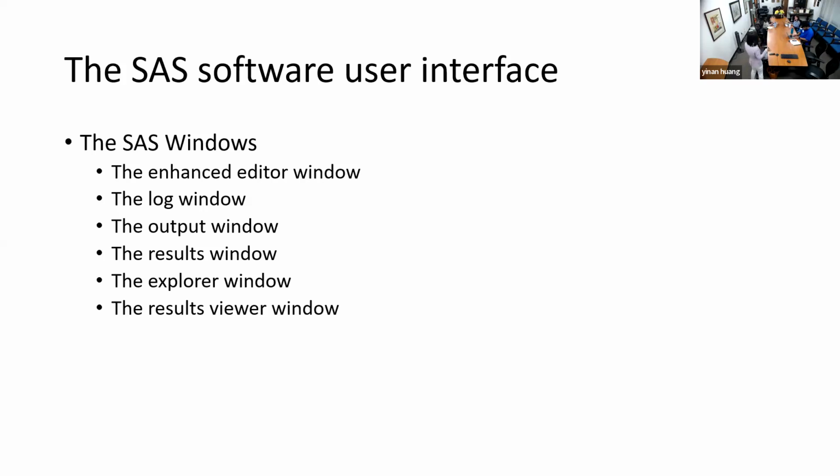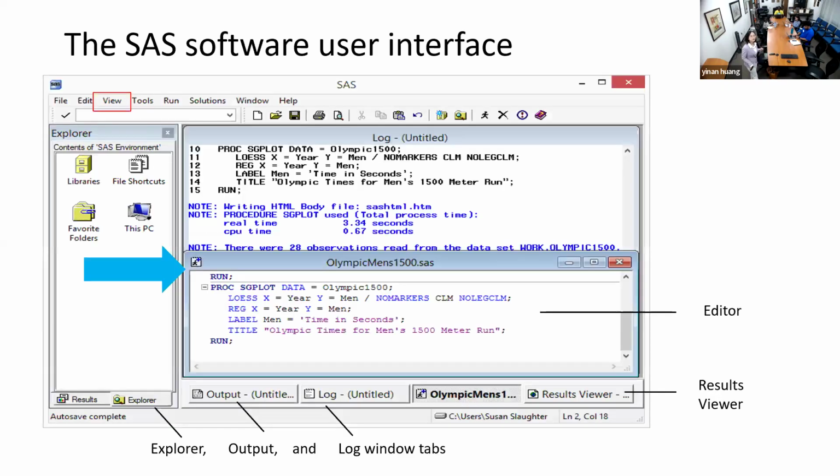We also have the Explorer window, which is on your left hand. The Explorer window shows you the location of libraries. And there's also a results viewer window. We can go into SAS Studio later to check the location of that. In SAS versus SAS Studio, their locations are a little different, but they can achieve all those functions. I just provide a snapshot of the local SAS software user interface.